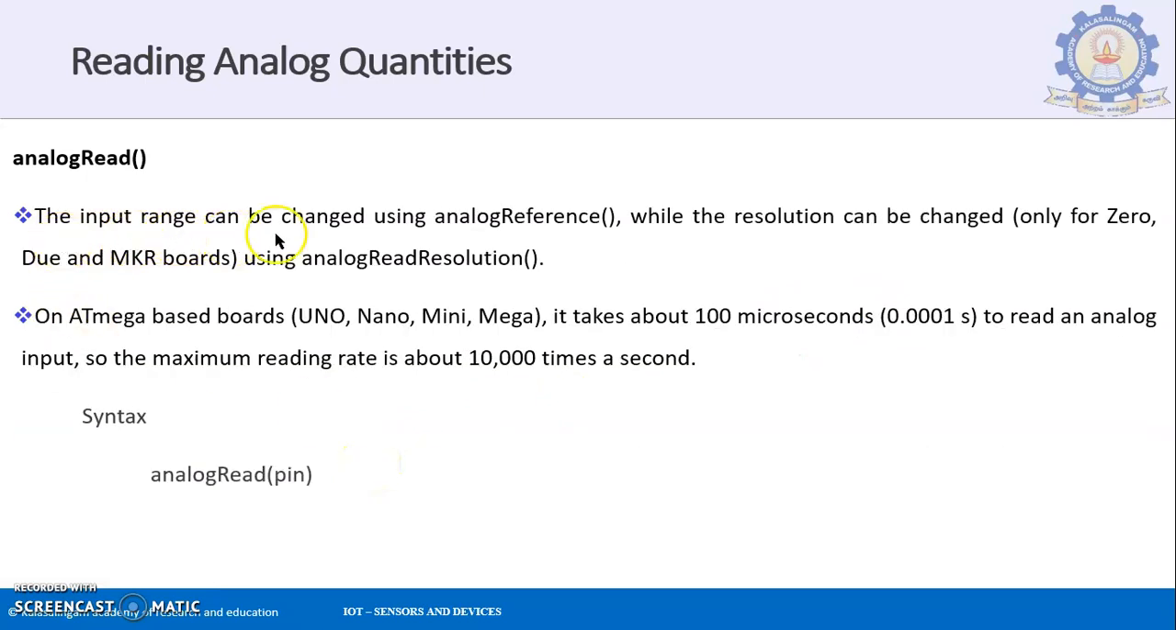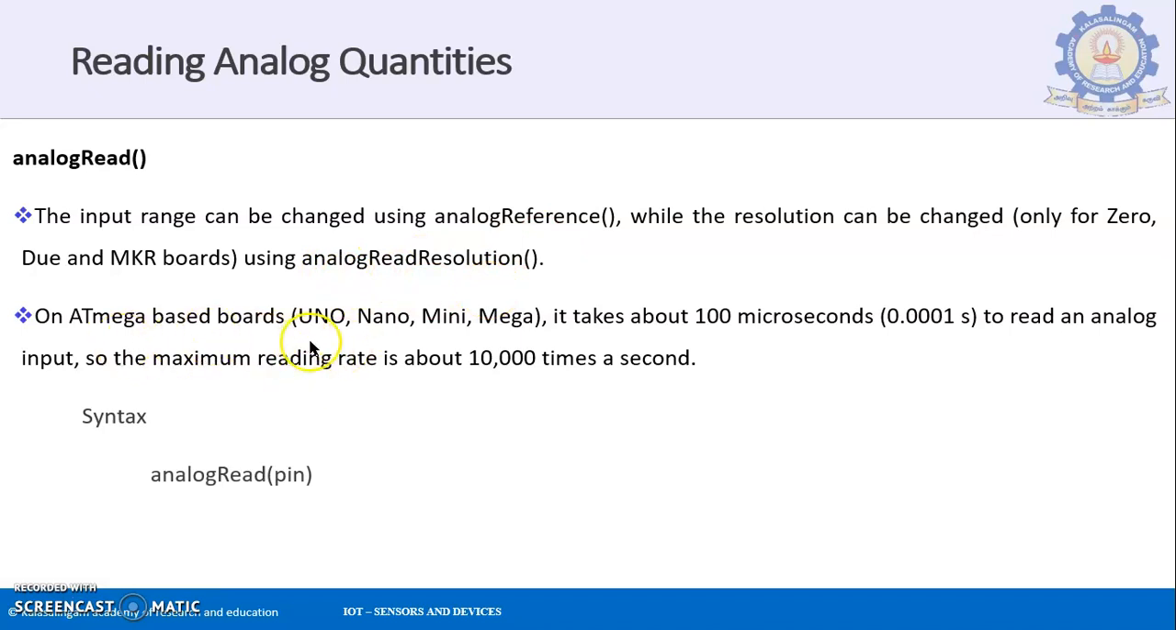The input range can be changed using the analog reference value. So if you want to change the range of your input value, instead of 0 to 1023, you can use the syntax analog reference, while the resolution can be changed only for the Zero, Due and MKR boards. This can be done only on the Zero, Due and MKR boards using analog read resolution. The normal one is analog reference, but the resolution can only be changed on those boards using the syntax analog read resolution.